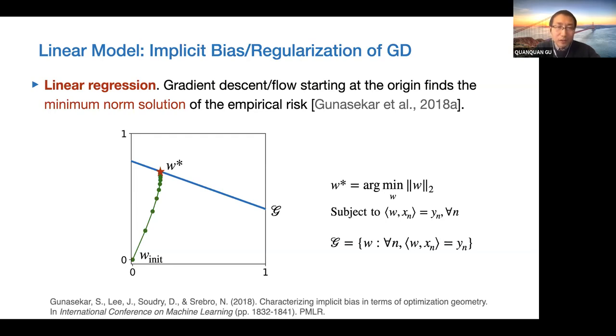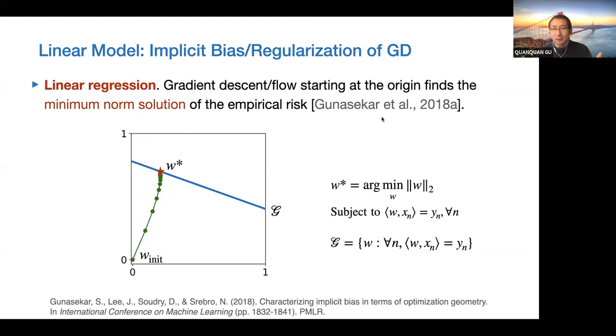So for linear regression, if you use gradient descent or gradient flow to solve the linear regression problem, and if you initialize gradient descent or gradient flow at the origin, you will find the minimum norm solution of the empirical risk. Okay, so this is actually an old result, although it is reasonably studied, for example, by this work as a special case, because they consider an even more general setting where the optimizing geometry may play a central role in the analysis.